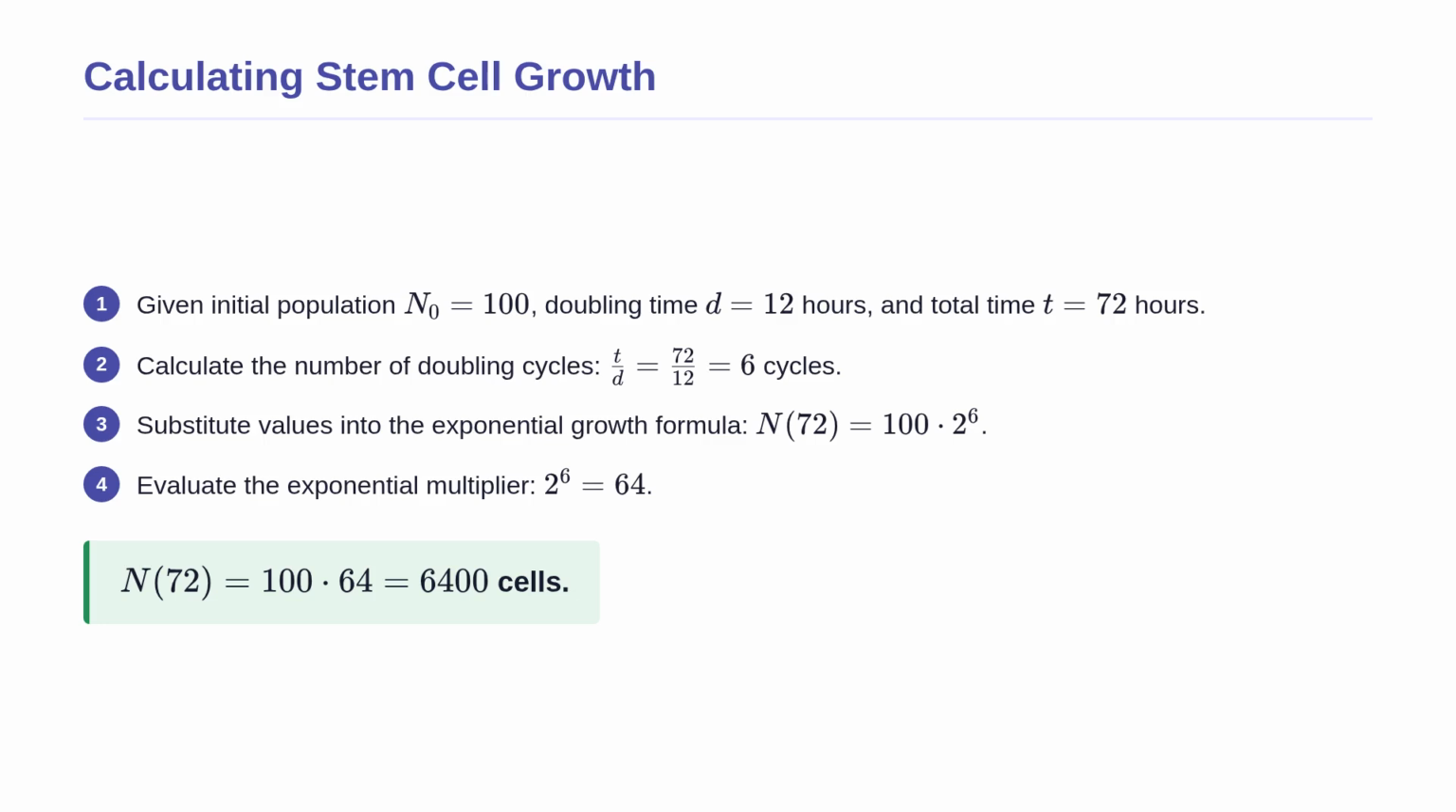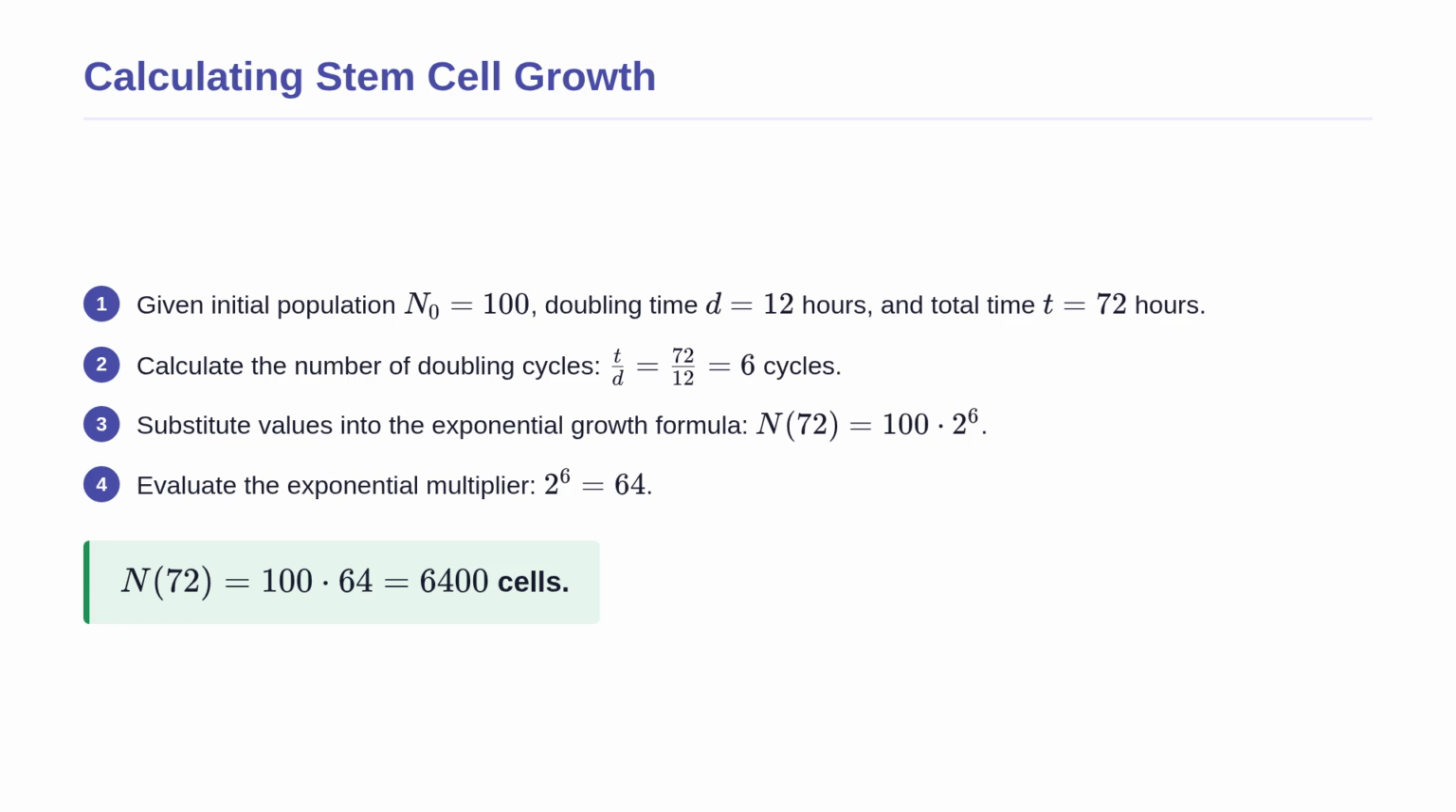Now that we have our exponential growth formula, let us see this with a concrete example. We are given a tiny section of the neural tube starting with exactly 100 stem cells. These cells have a rapid doubling time of 12 hours, and we want to find the total population after 72 hours. First, we figure out how many complete doubling cycles occur by dividing the total time, 72, by the doubling time, 12. This gives us 6 complete cycles.